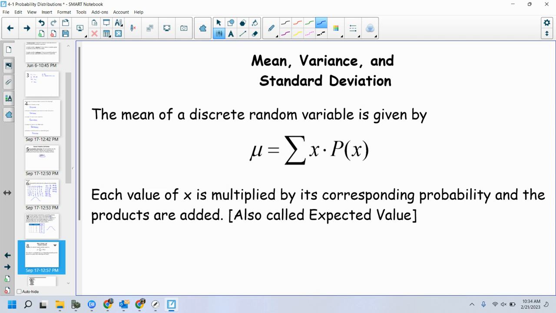The mean of a discrete random variable is given by mu is equal to the sum of x times p of x. And that is a sum of all of these things, not the sum of x's times p of x. It is the sum of x times p of x.